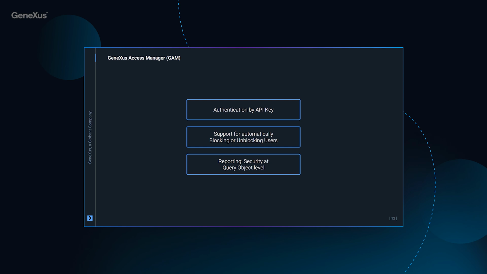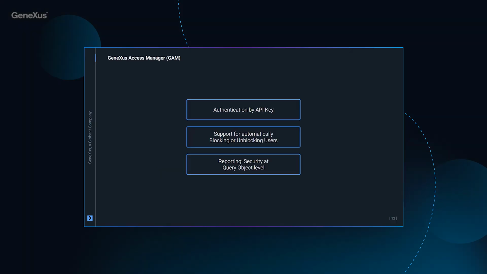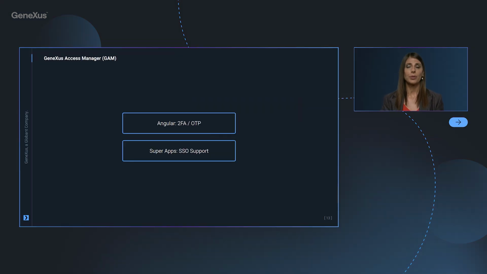We have worked on our GAM security module. In that sense, we have added a new type of authentication via API key. This allows us to integrate applications more easily. At the same time, we are supporting automatic locking and unlocking of users in the GAM. This is valid in certain cases where users logging in are invalid or forget their password. This allows, according to the policies defined in the GAM, to block or unblock those users. Regarding reporting, we have added new object query security. This allows the backend services that serve the interface of that query object to indicate if they have security or not. In the case of Angular, we are also supporting two-factor authentication and one-time password.